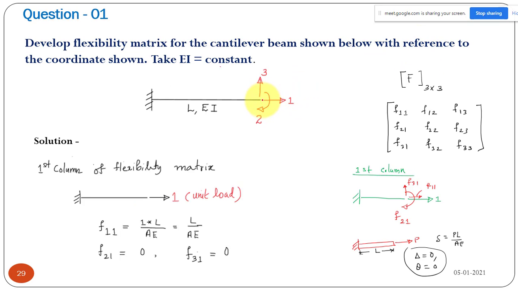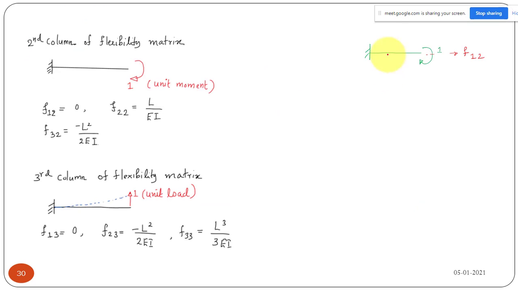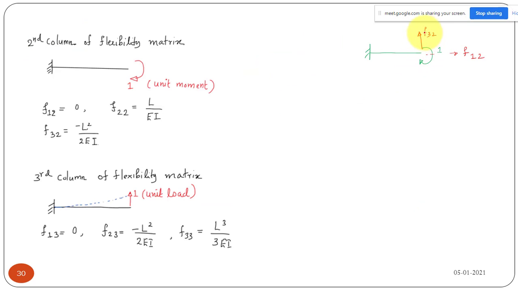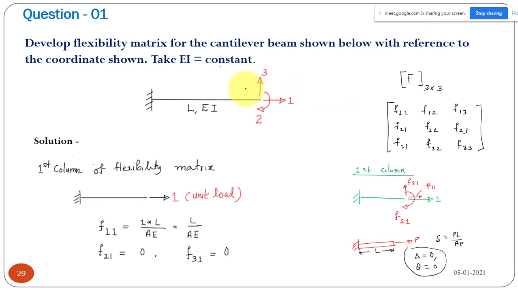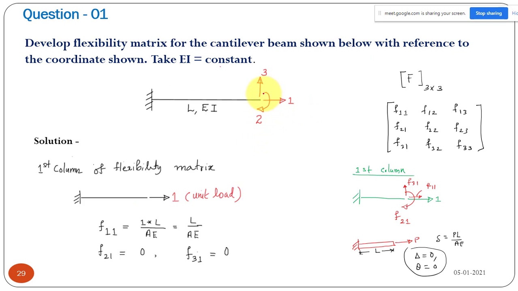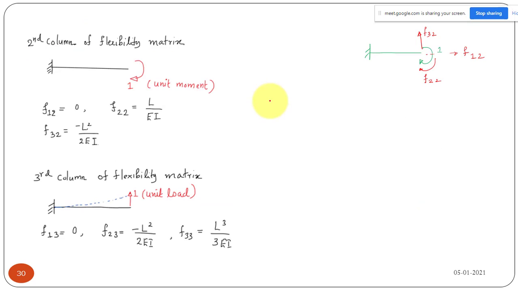That is your F32. I am giving the direction the same as your given coordinate, upward, so I am also taking it upward here. F32 is the deflection. And the next one is, what is the rotation? That is your F22. F22 is the second rotation due to a unit moment.